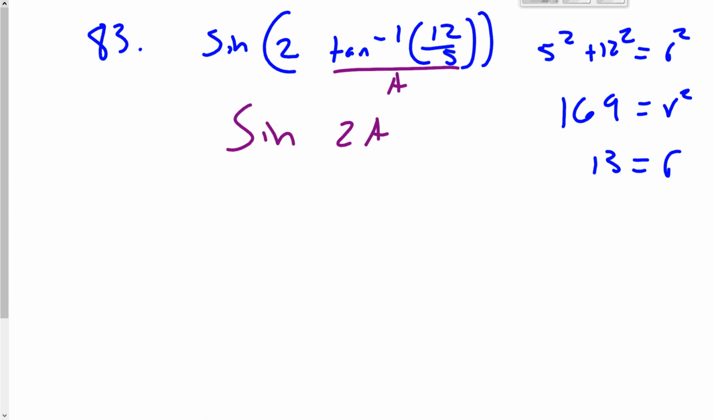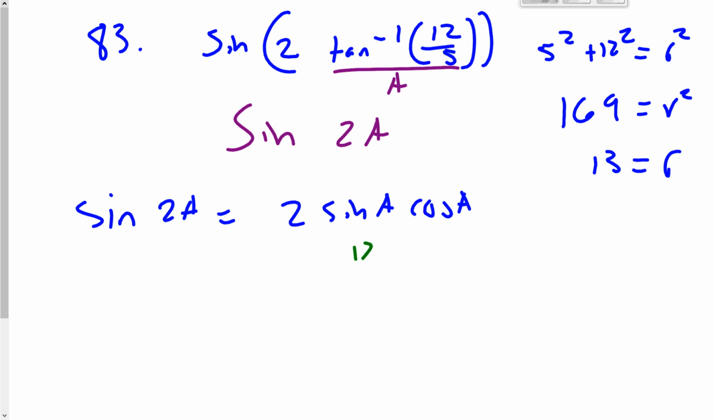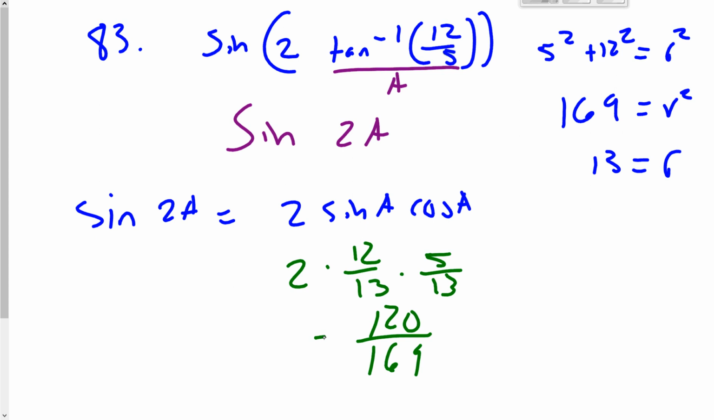And then we can go ahead and use our double angle of sine formula. So that's 2 times sine of a times cosine of a. Sine of a would be opposite over hypotenuse, or y over r, so that would be 12 over 13, and then cosine would be 5 over 13. Multiply those and times it by 2. So 13 times 13 is 169. 5 times 12 is 60. 60 times 2 is 120, so this is equal to 120 over 169.